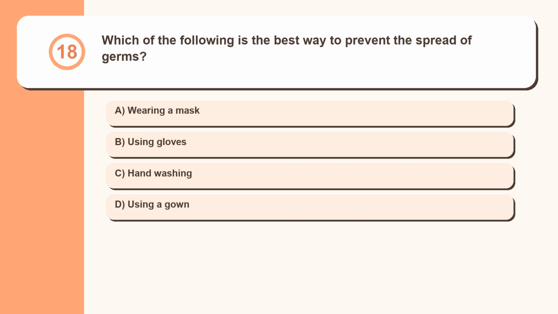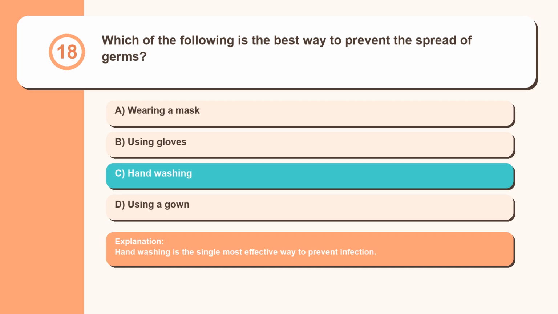Question 18. Which of the following is the best way to prevent the spread of germs? Wearing a mask, using gloves, hand washing, using a gown. Hand washing is the single most effective way to prevent infection.